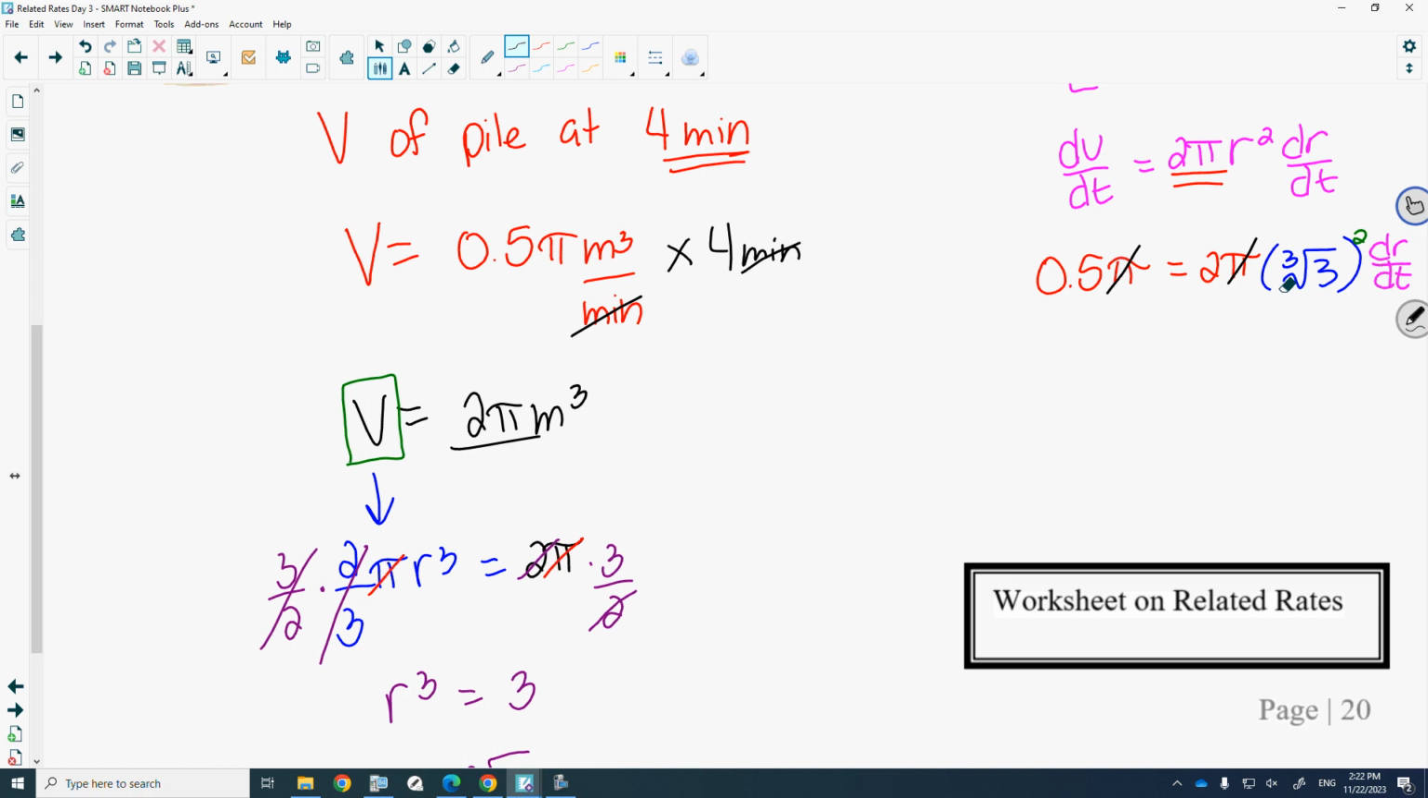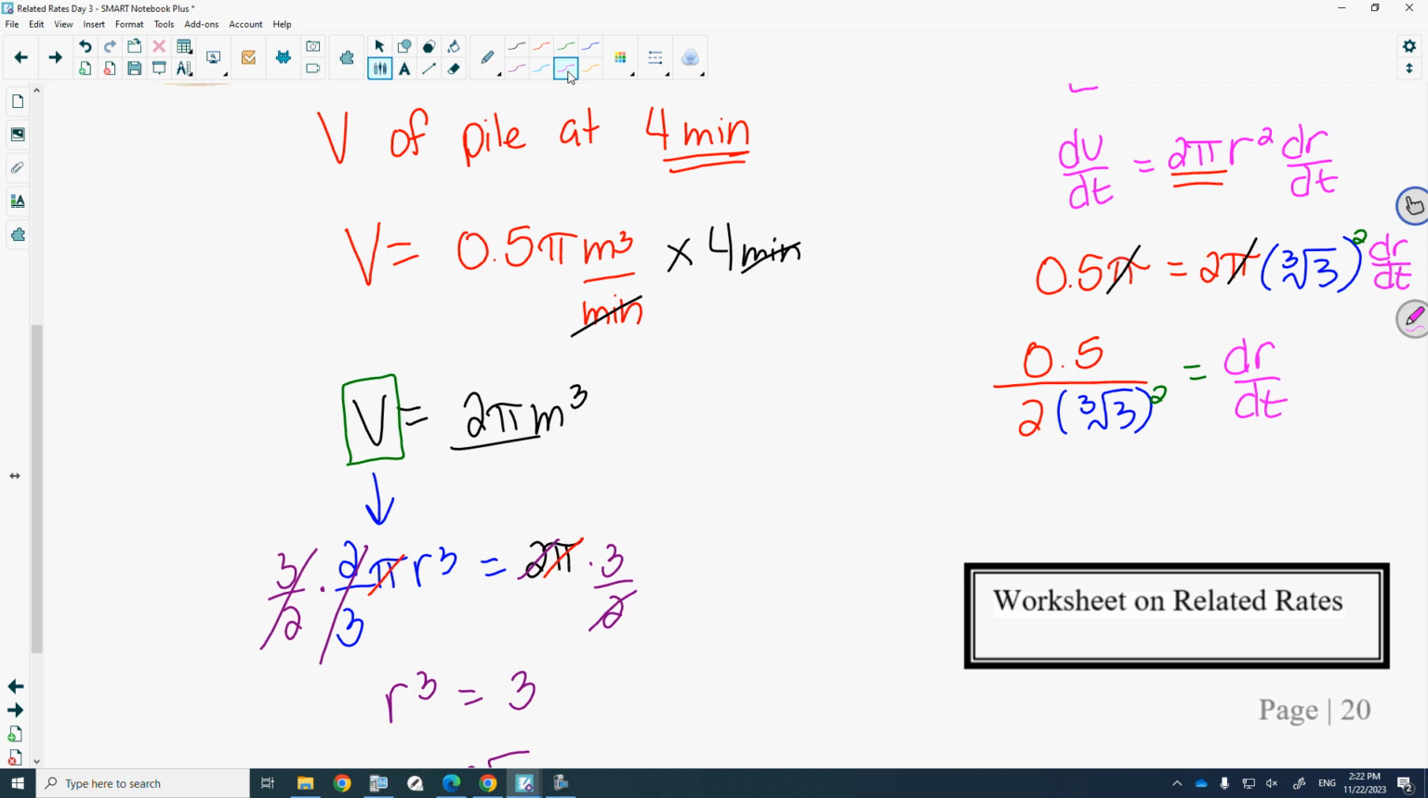So I'm going to divide both sides by this 2 and then the third root of 3 squared. That would leave me with 0.5 over 2 times the third root of 3 squared. And that is equal to dr/dt, the rate at which the radius is changing with respect to time.